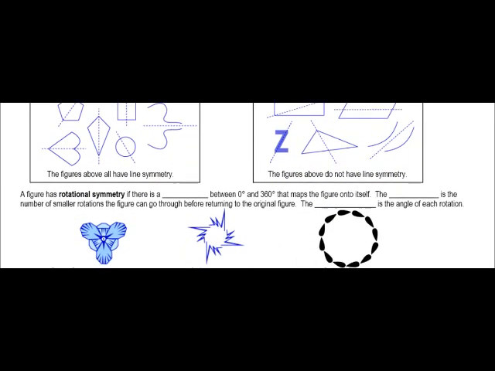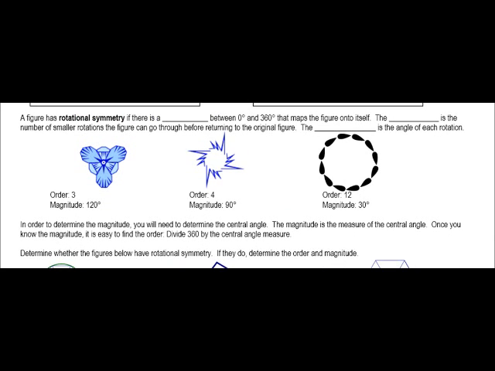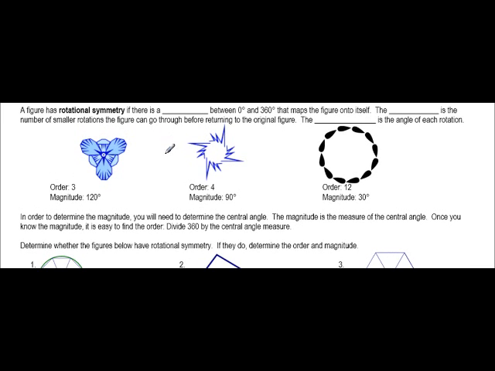Now we're going to talk about rotational symmetry, and it's exactly like it sounds. You're going to rotate an image, and if the image can be rotated and it falls back on itself, then it has rotational symmetry. So rotational symmetry is if there's a rotation between 0 degrees and 360 degrees that maps the figure back onto itself. The order, when I ask for the order, it just means how many times can you turn it to get it back on itself before returning to the original figure.